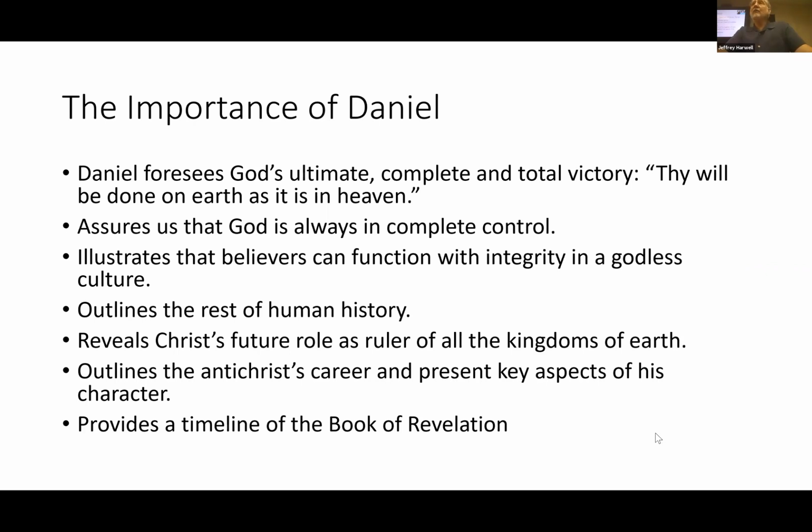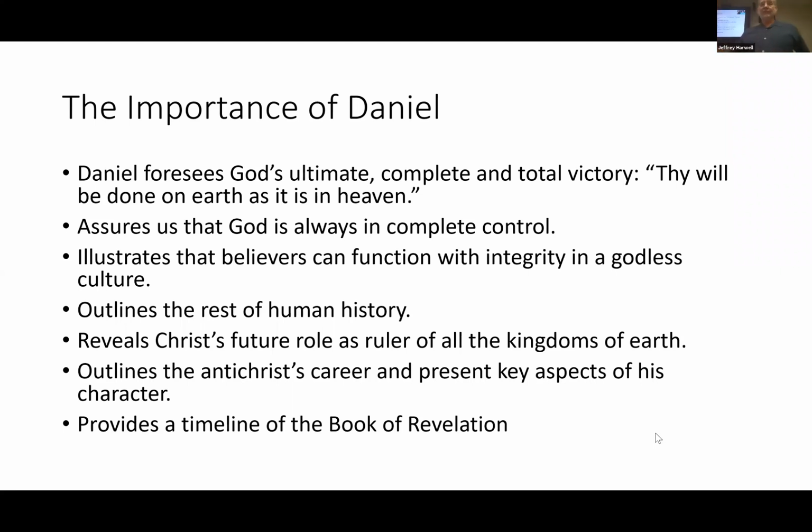So Daniel is going to outline for us the rise and the fall of 4 Gentile kingdoms that dominate the world until the return of Christ, from the fall of Jerusalem to the return of Christ, which assures us, as we see these prophecies fulfilled through history, even right down to the present day, it gives us an assurance that God keeps his promises and that God's prophecies are fulfilled literally. They're literally fulfilled.